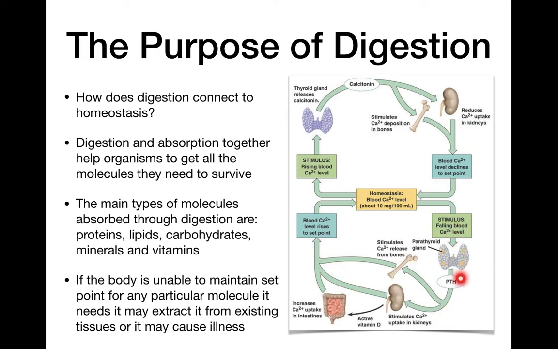Now, if we go below set point, with too little calcium, then the parathyroid gland is going to release a different hormone called PTH. It's a really long name, but PTH is fine. And it's going to stimulate a few different things. It's going to stimulate the kidneys to take up calcium, so we're not losing any calcium in our urine.